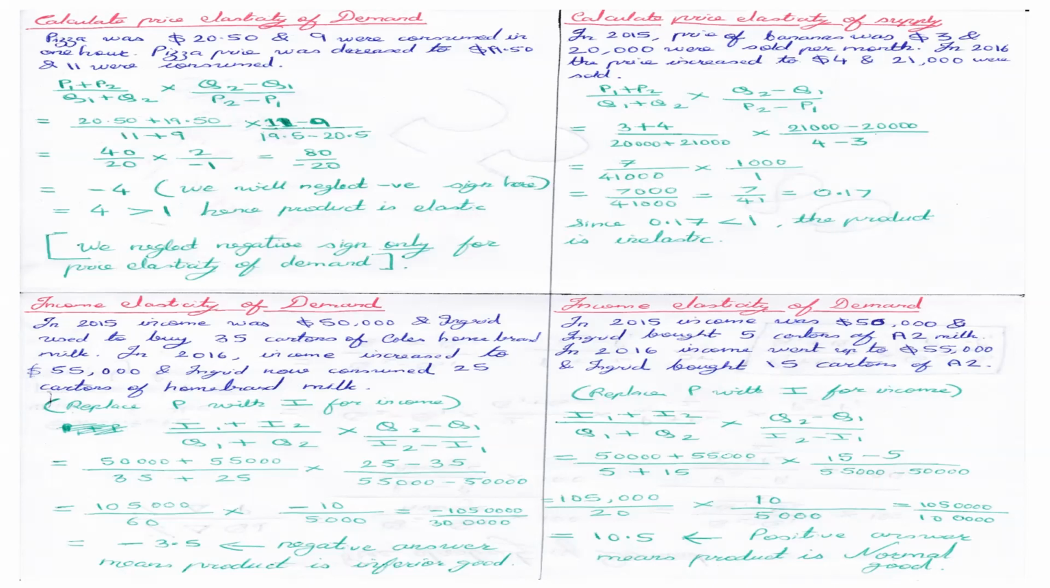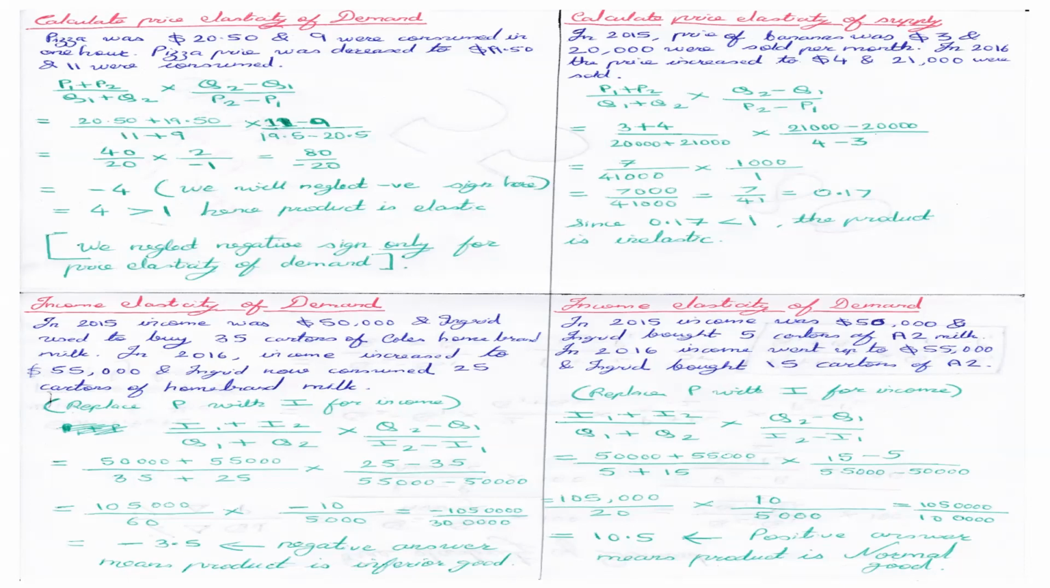The first example on the left top side is a pizza was $20.50 and 9 pizzas were consumed in 1 hour when that was the price. When the pizza price was decreased to $19.50, 11 pizzas were consumed. So here we are going to calculate the price elasticity of demand. We use the formula P1 plus P2, that is price 1 plus price 2. P1 means older price, P2 means new price, over Q1 plus Q2, that is quantities, times Q2 minus Q1 divided by P2 minus P1. So throw in the numbers.